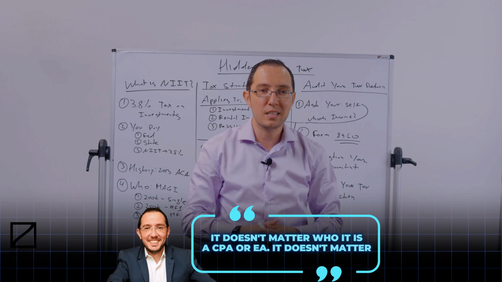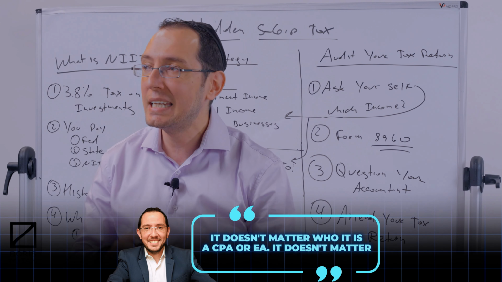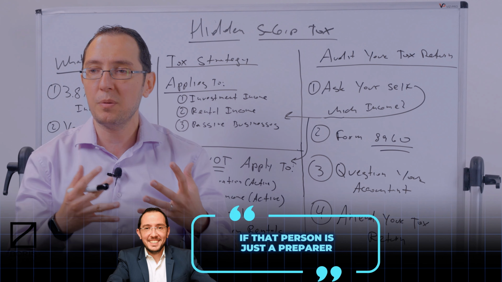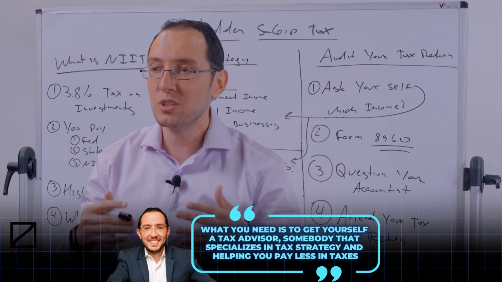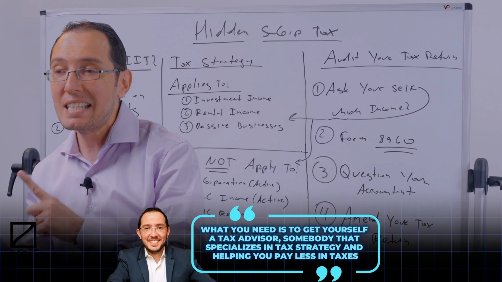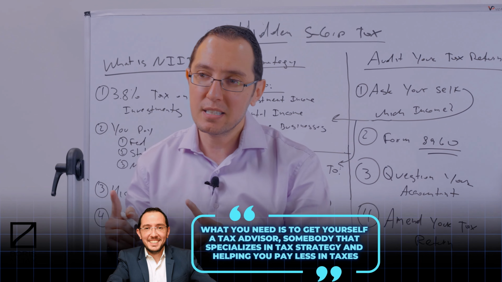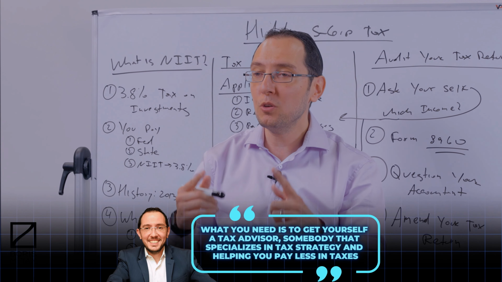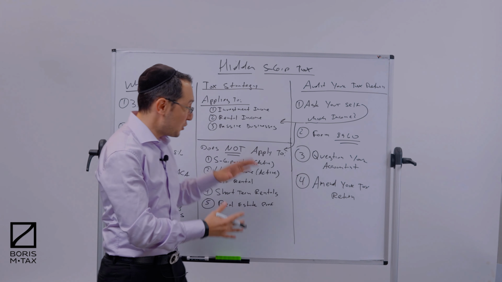It doesn't matter who it is, a CPA or EA. If that person is just a preparer, what you need is to get yourself a tax advisor, somebody who specializes in tax strategy and helps you pay less in taxes by catching things like this.